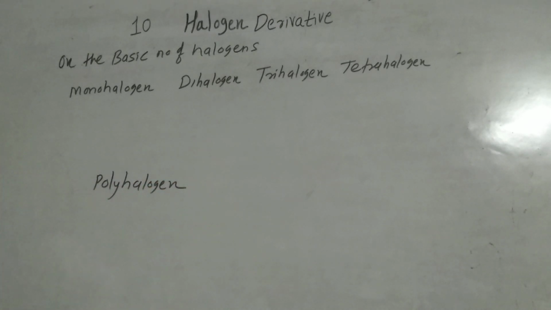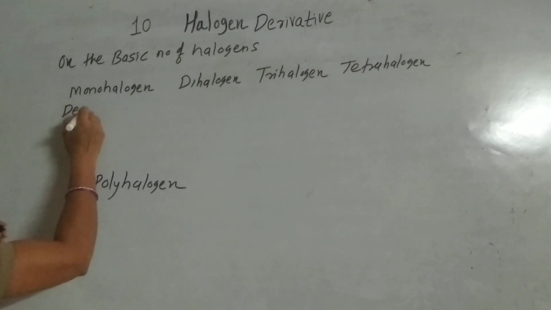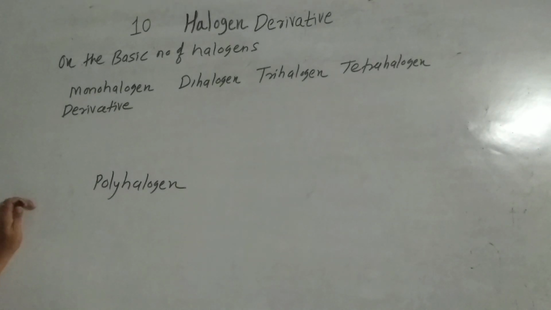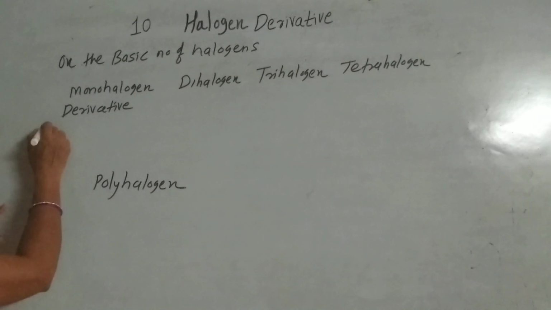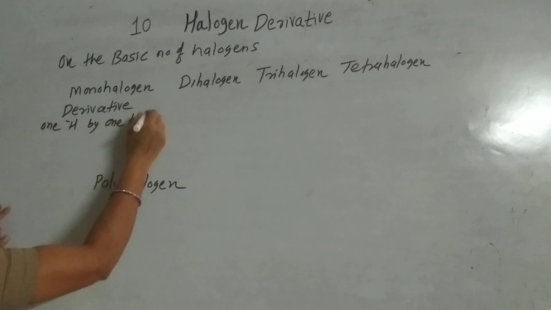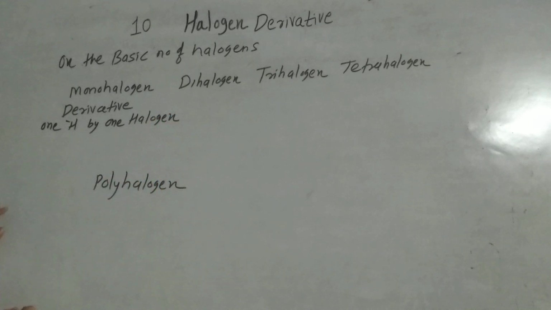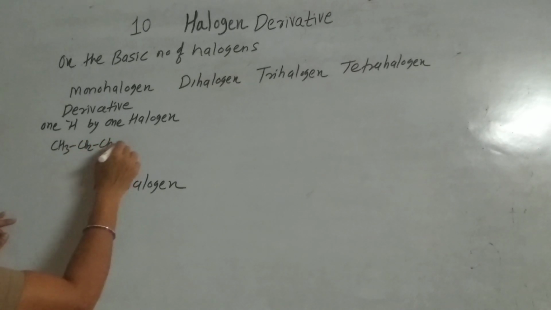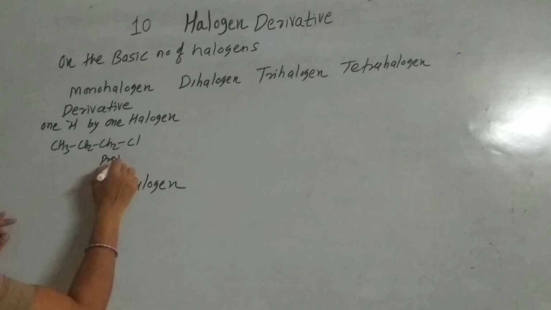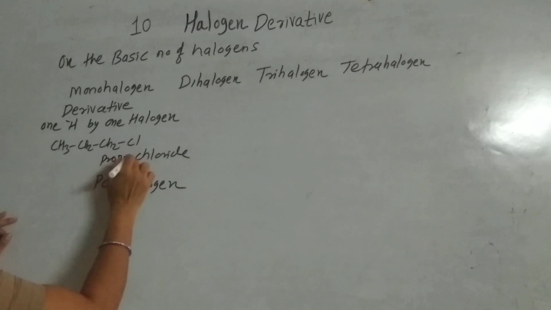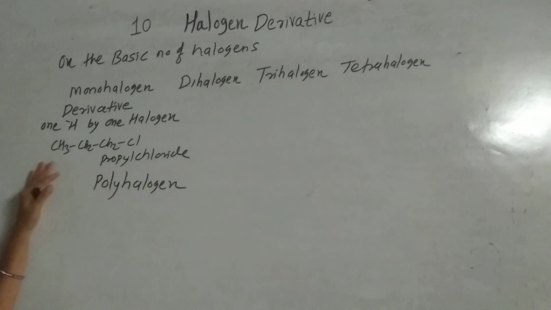So when I say monohalogen derivative, how do I obtain a monohalogen derivative? Monohalogen derivatives I obtain by replacing one hydrogen by one halogen. We consider as an example any alkyl halide. Suppose I say it is propyl chloride. Here one hydrogen of the propane is replaced by chlorine, so I get propyl chloride.